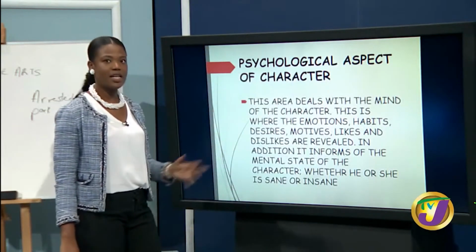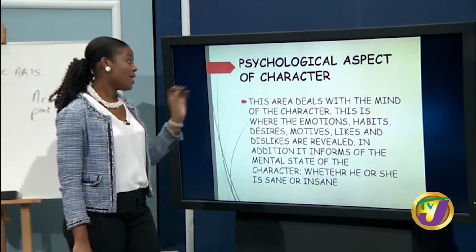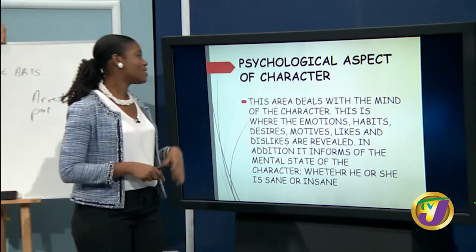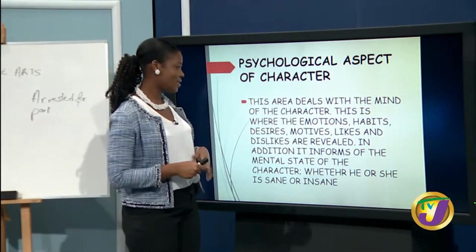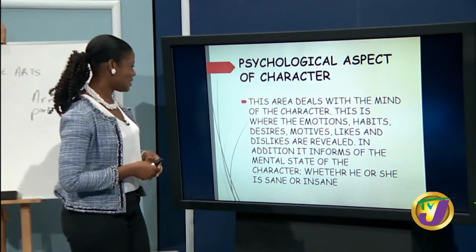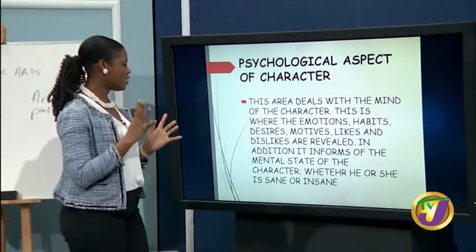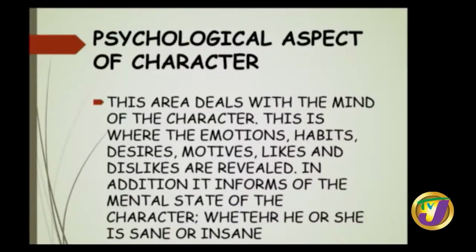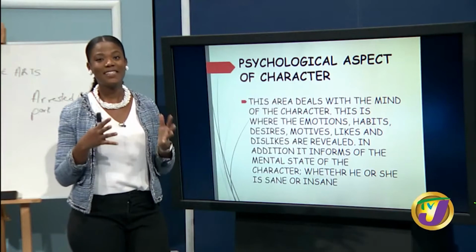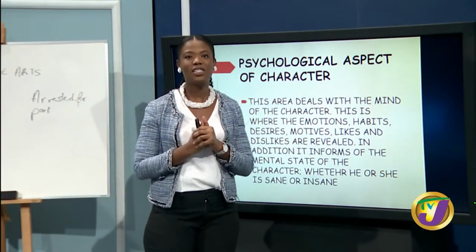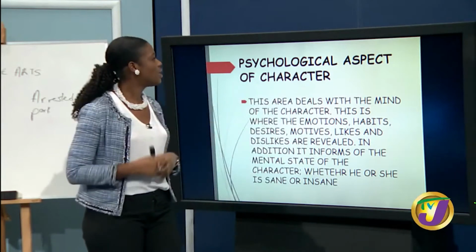The psychological area of the character. This area deals with the mind of the character. This is where the emotions, the habits, the motives, the likes and dislikes are revealed. And also it informs of the mental state of the character, whether he or she is sane or insane. It talks about the emotions, the desires of the character, what the character likes, what the character dislikes, feelings, that area.